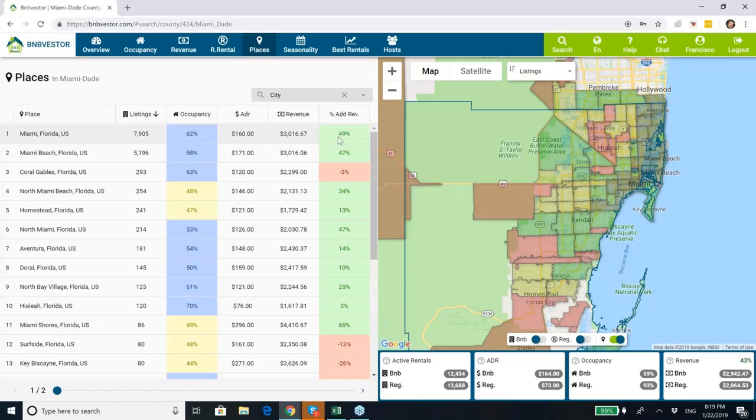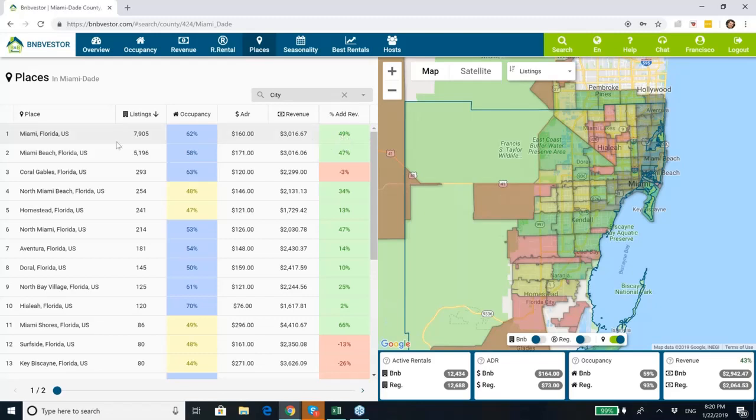Now, this one I show you here is highly important. Why? This is what we call the additional revenue. The additional revenue is the difference between a regular rental and Airbnb. And in this case, it's 49%. It means that for every $1,000, you will get $1,500 in Airbnb. Okay, just to give you an example.